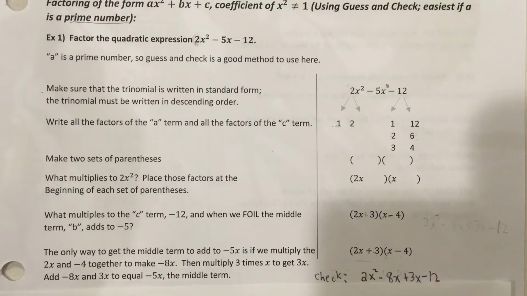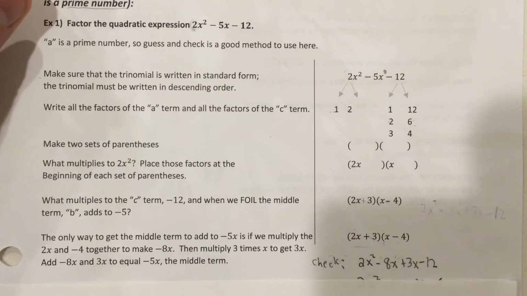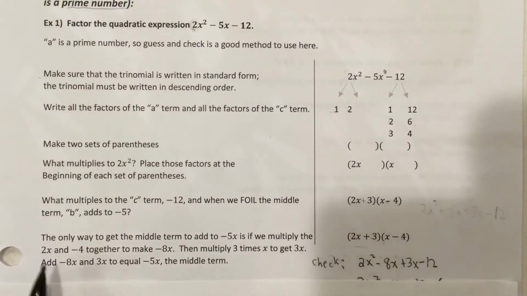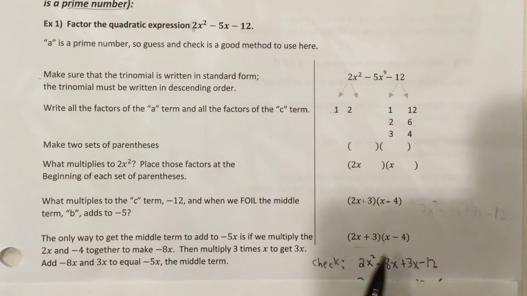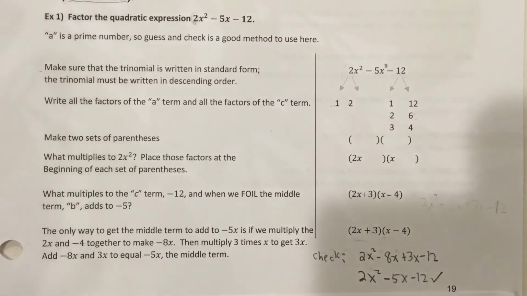So the only way we get the middle term to be negative 5x is if we multiply the 2x times negative 4. So I'm doing my O right now. 2x times negative 4 is negative 8x. I multiply my inners to get 3 times x, 3x. And that would give me negative 5x like we wanted.